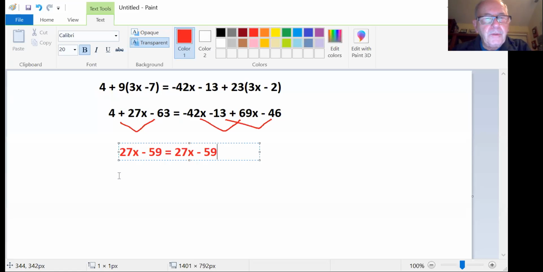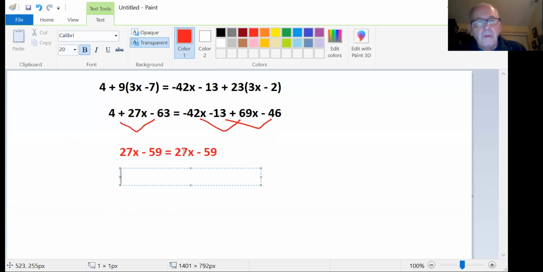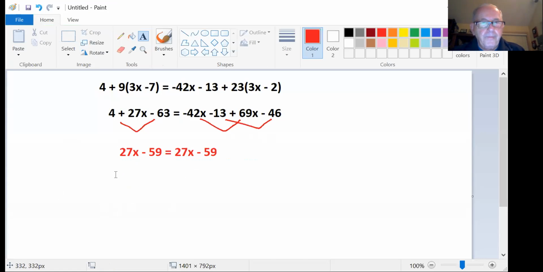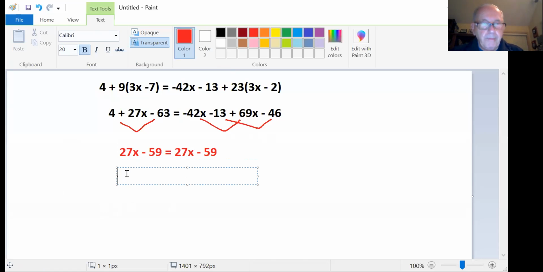Okay, so if you looked at it, the next thing you would do, you'd subtract 27x from both sides, and you'll get minus 59 is equal to minus 59. So it shows you that whatever value you put in here for x, it's going to satisfy that equation, right? So it's an identity. That makes sense? Okay, so I'm going to stop sharing and we'll go on.